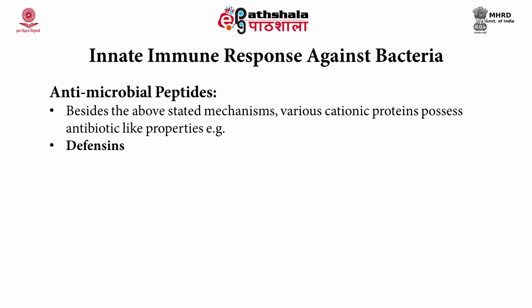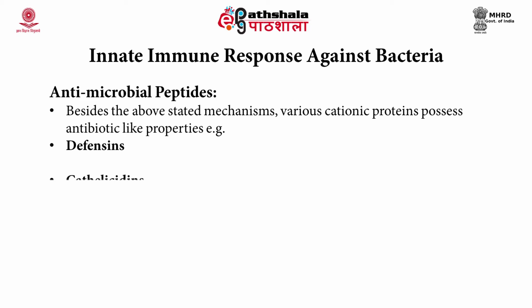They are very important in killing bacteria such as Pseudomonas, E. coli and Staphylococcus. Defensins have been classified as alpha defensins, beta defensins, theta defensins, etc. The examples include HBD1-4 and HNPs.